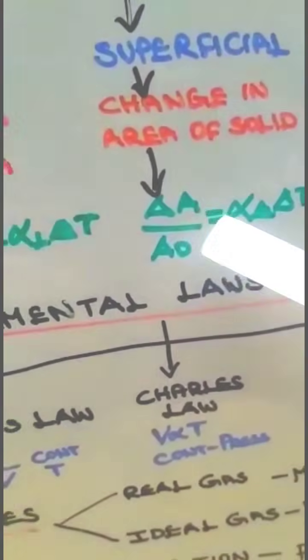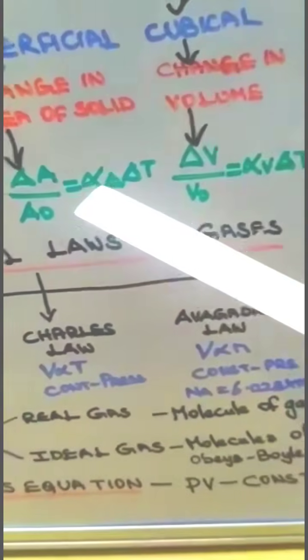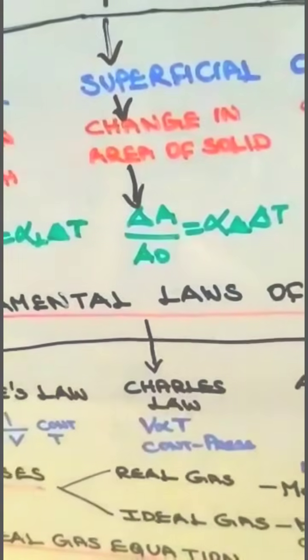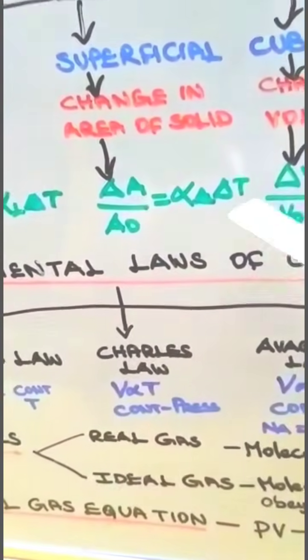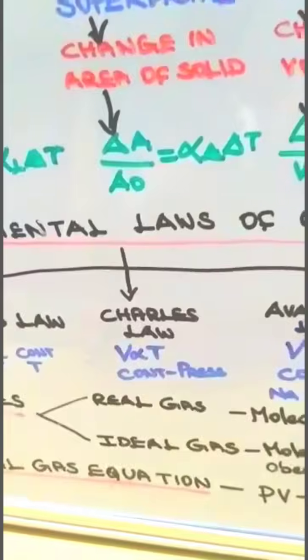Here ΔA is the area, that is the final area minus the initial area, divided by the original area A0, which is equal to αA. αA is the coefficient of superficial expansion, into the change in temperature ΔT.